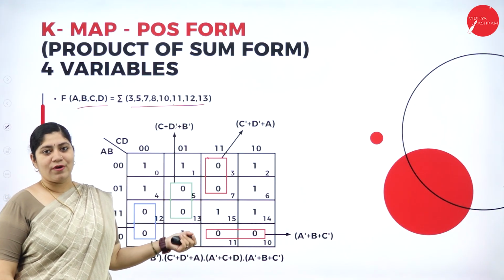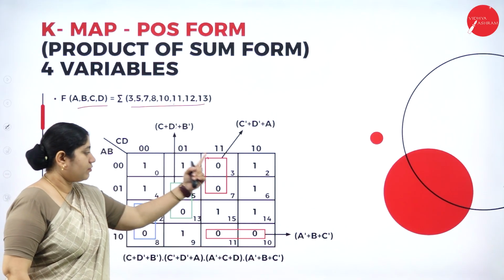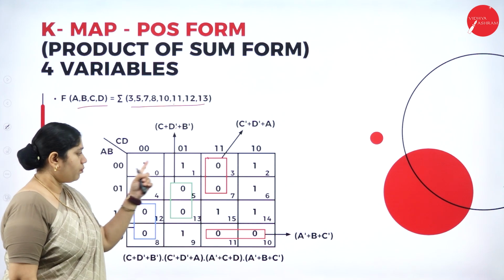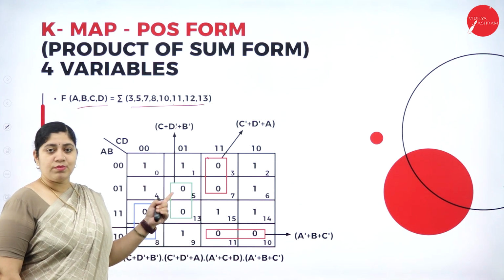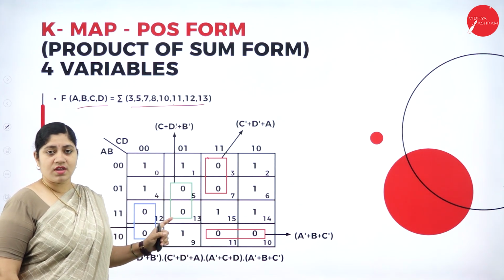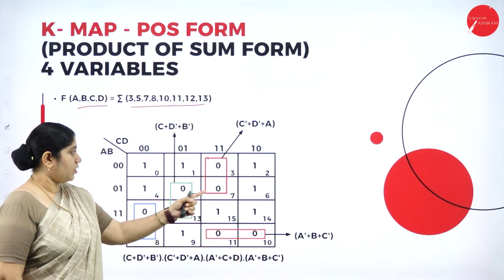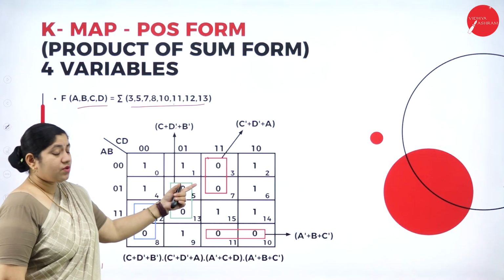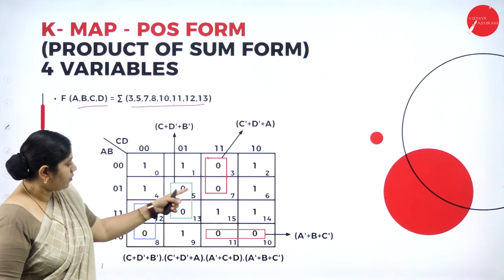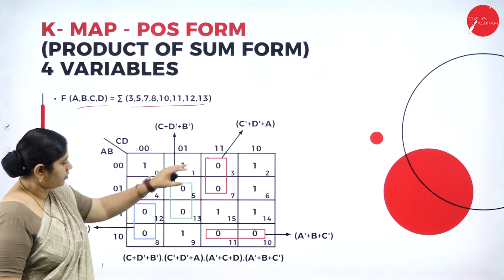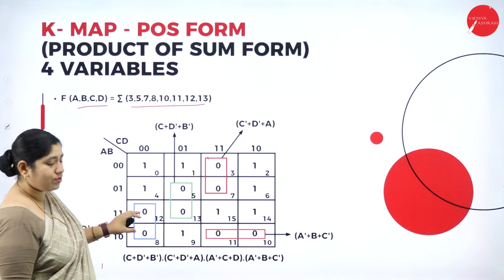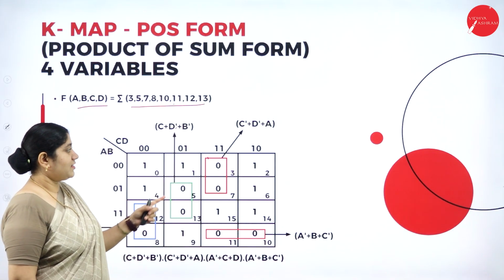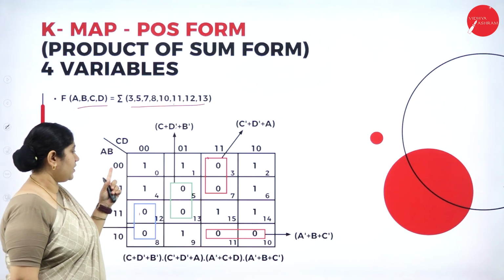Next, I have to go for grouping. The first thing we have to check is whether a group of 8 is possible. No. Is a group of 4 possible? No, because 4 adjacent zeros are not there, and 4 adjacent corner zeros are not there. So we can't do that. Next, let's go with duals. For duals, we have these two, which form group 1, these two group 2, these two group 3, and the last two will form group 4. So let's see how to represent group 1.